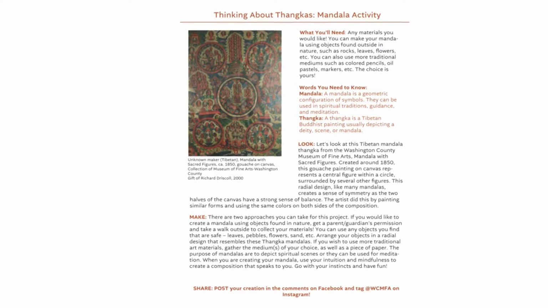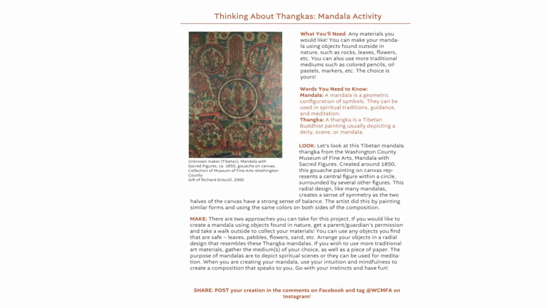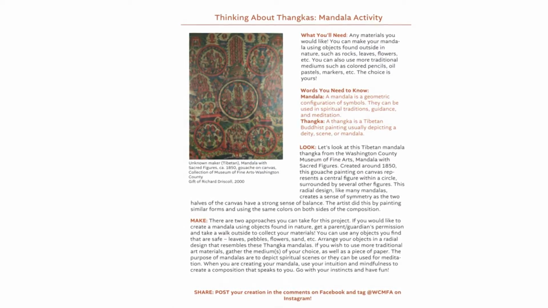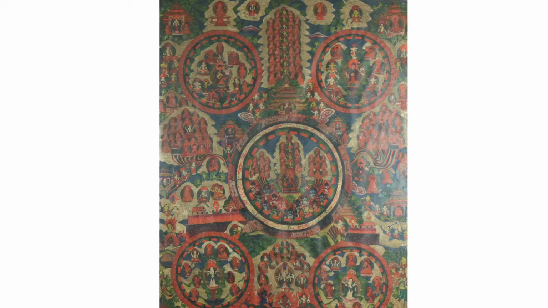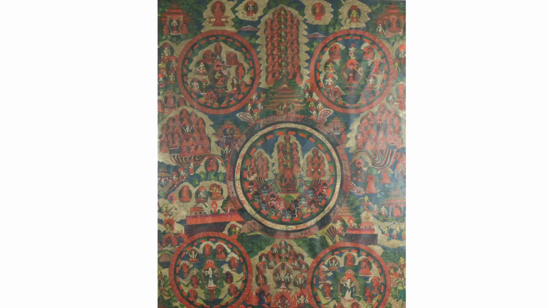The Washington County Museum of Fine Arts actually has a couple of these amazing thangkas in their collection, such as this one, Mandala with Sacred Figures, which was painted around the year 1850. These mandalas were typically created using paints like gouache on fabric or canvas. Like most mandalas, they consist of a radial design, creating a sense of symmetry and balance as the two halves of the canvas are very similar. The artist creates this sense of balance by using similar forms and colors in both sides of the composition.